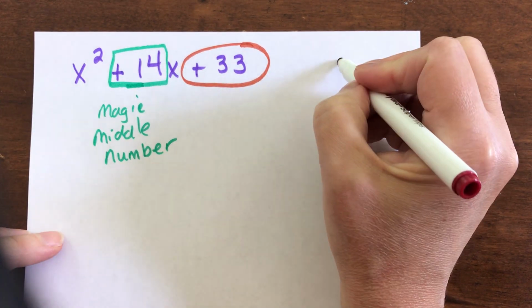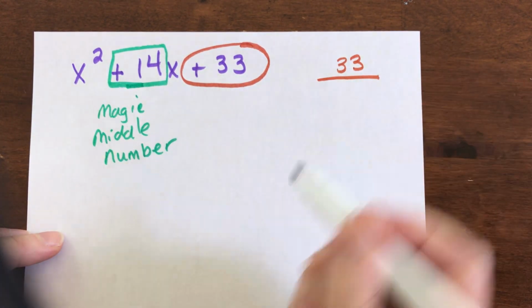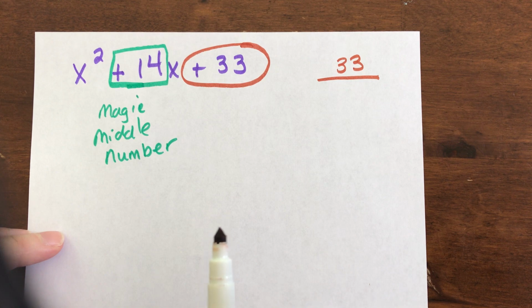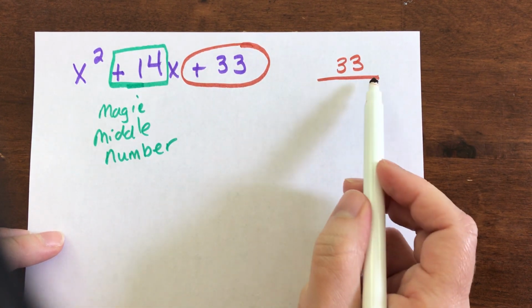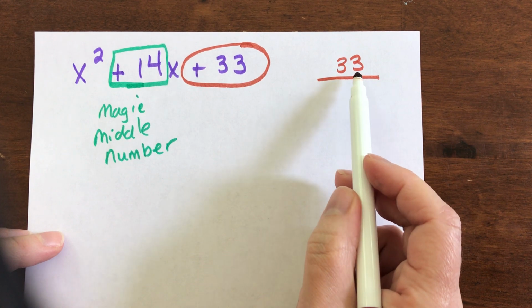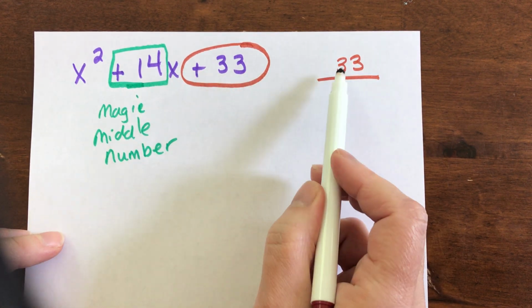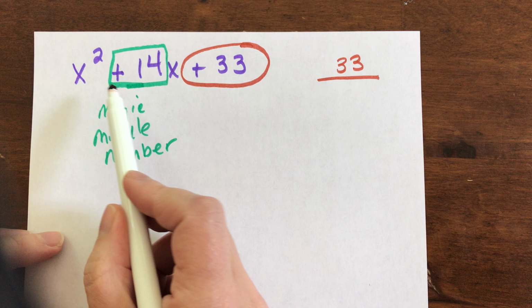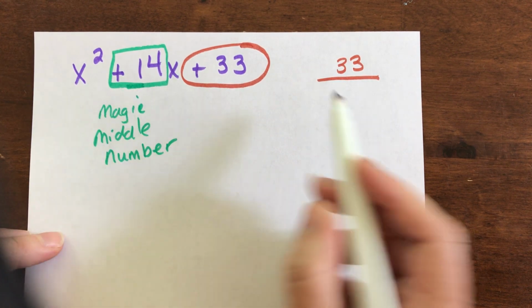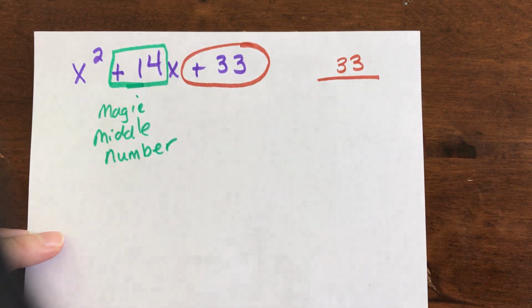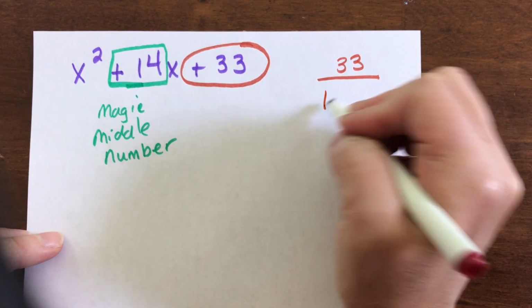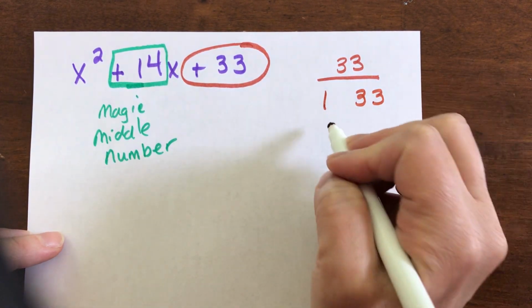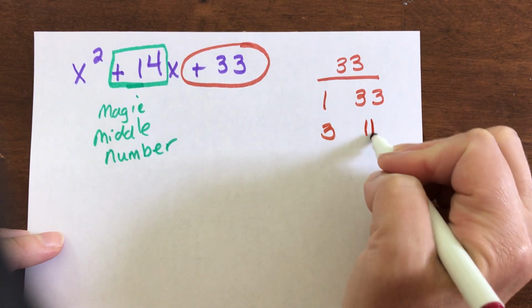So I'm going to pull 33 over here. I need to find factors of 33 that when I multiply them, they equal positive 33, but when I add the same two numbers, they equal positive 14. Until you get in the habit, you'll come over and make a list of all the factors of 33. Well, this one's easy. This is just 1 and 33, and then 3 and 11.